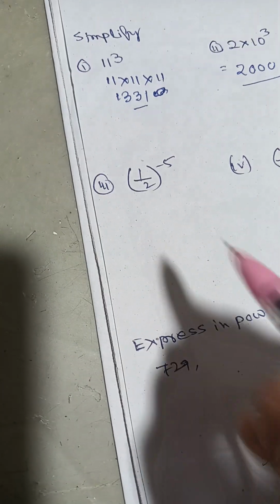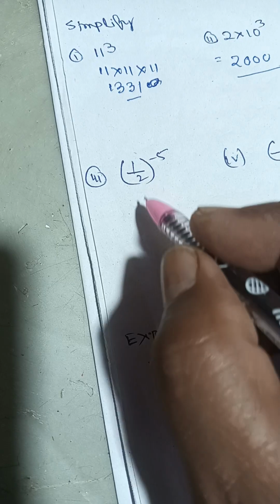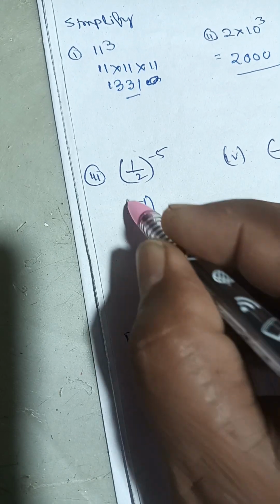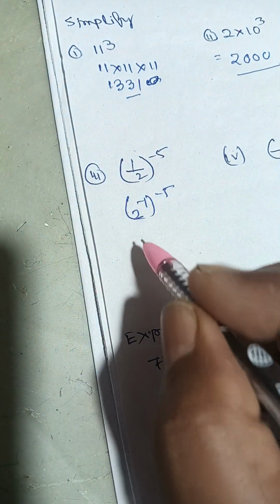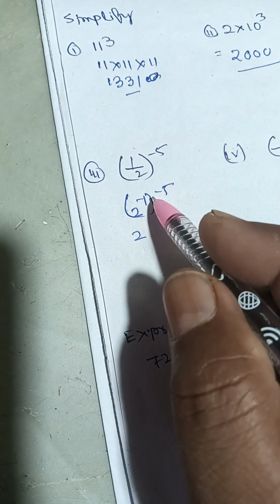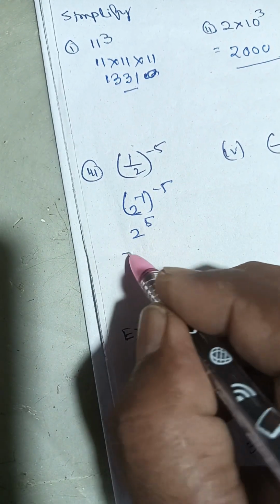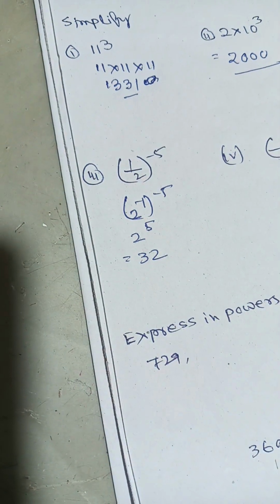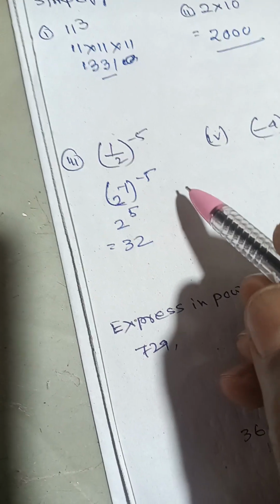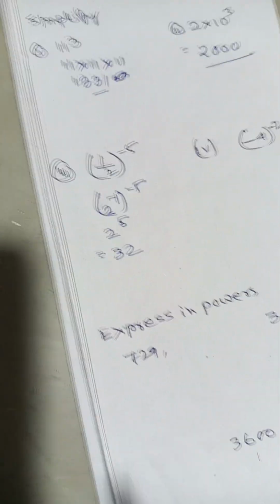Next question. Half to the power minus 5. Half can be written as 2 to the power minus 1, to the power minus 5. And then power upon power is product multiply. So 2 to the power 5. 2 to the power 5, multiply 2 five times: 2 into 2 into 2 into 2 into 2, you will get 32.